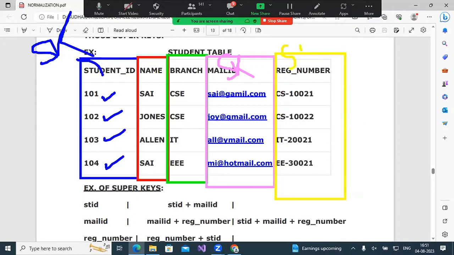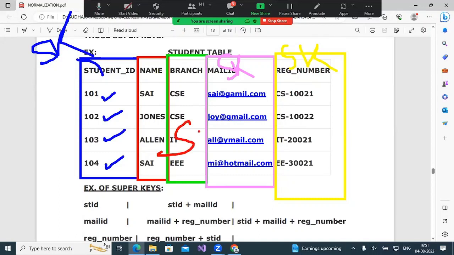Now tell me, in this table how many super key columns are found? 3. Each and every row value in these columns is identified with uniqueness, with different values. So student ID is one super key column, mail ID is one super key column, and registration number is also one super key column. This is one thing. The second one is what now? Be careful with this. Very simple.